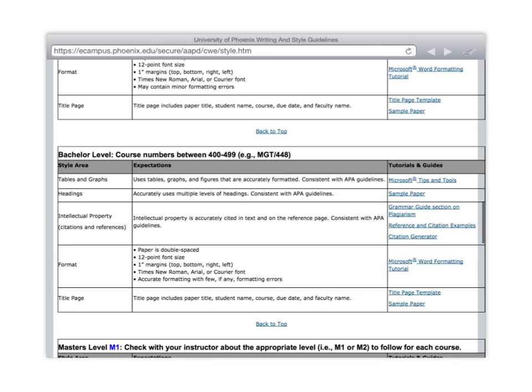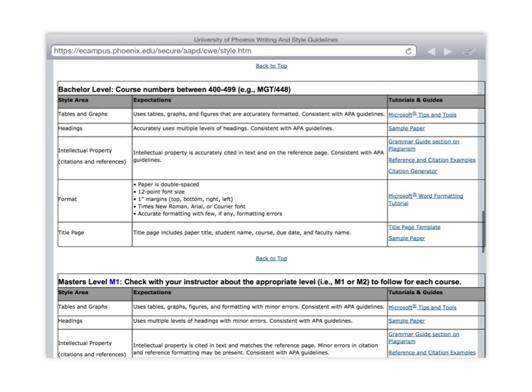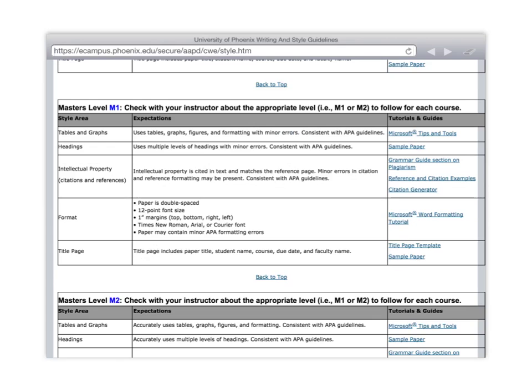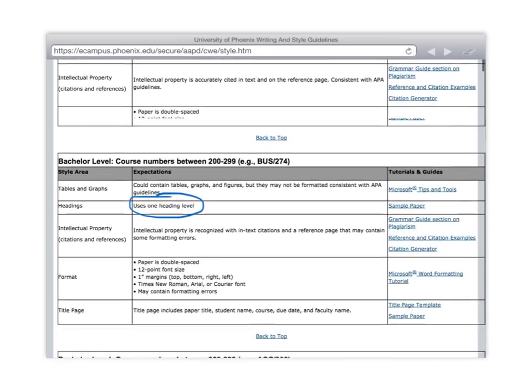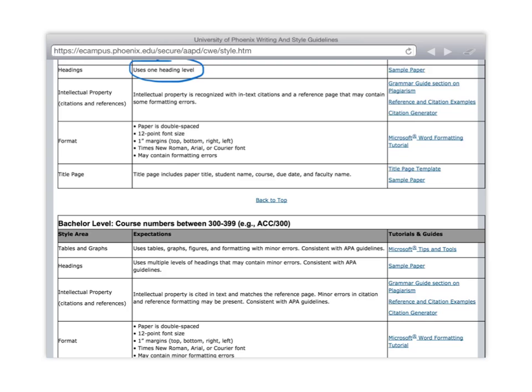And then in your 400 level courses, which you guys are all probably getting to, if you're not already there, uses tables consistent with APA. Accurately uses multiple levels of heading consistent with APA guidelines. Intellectual property is cited and formatted consistent with APA guidelines. Accurate formatting with few, if any, formatting errors. And then in the master's degree level, there really is no progressive learning. You should be able to write at that level when you get there.